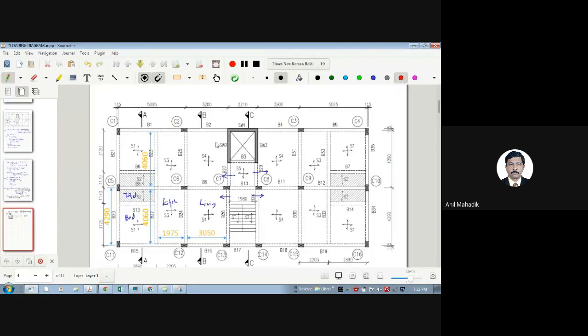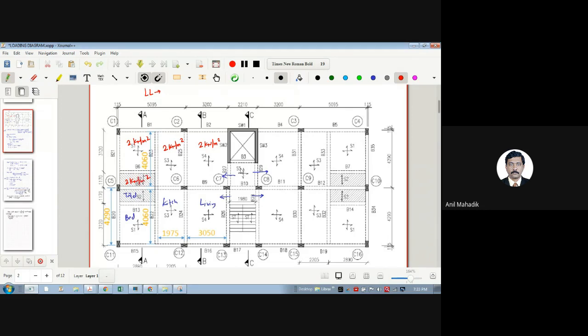So the load will be here. Living room is 2 kilonewton per square meter live load. Kitchen is also 2 kilonewton per square meter. Bedroom 2 kilonewton per square meter, and toilet also 2 kilonewton per square meter.